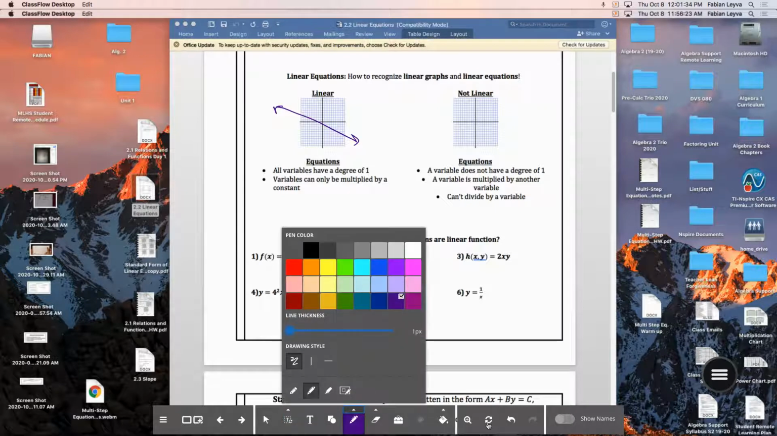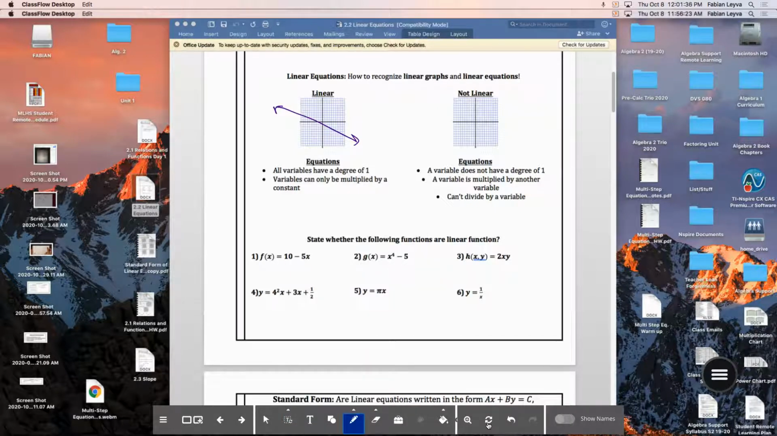Now, when you have something that's non-linear, it's not going to be a straight line. It could be something like this, and we're going to cover that a little bit later this year, but you can tell that that graph is not linear because it's not a straight line. So I think that's enough for graphs. It's really straightforward. Is it a straight line? Yes, that means you have a linear graph. If it's not a straight line, then you do not have a linear graph. You just say non-linear or not linear.